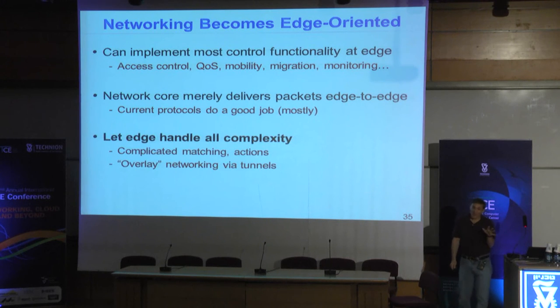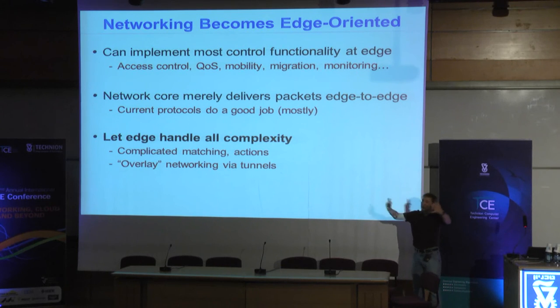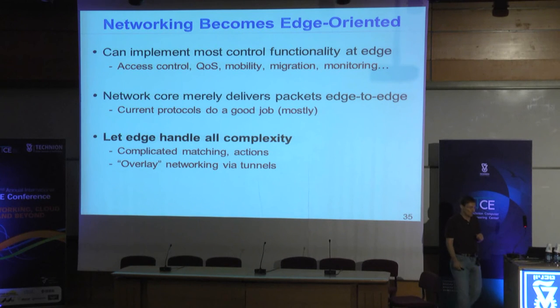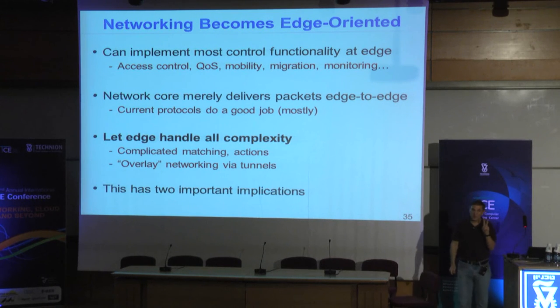So we're going to let the edge handle all the complexity. That is, if you have any fancy matching algorithms you want to do on packets in order to do bizarre actions on them, do it at the edge. So now all the functionality has moved essentially to the edge, and you run an overlay network essentially on the core of your network. So this has two important implications.